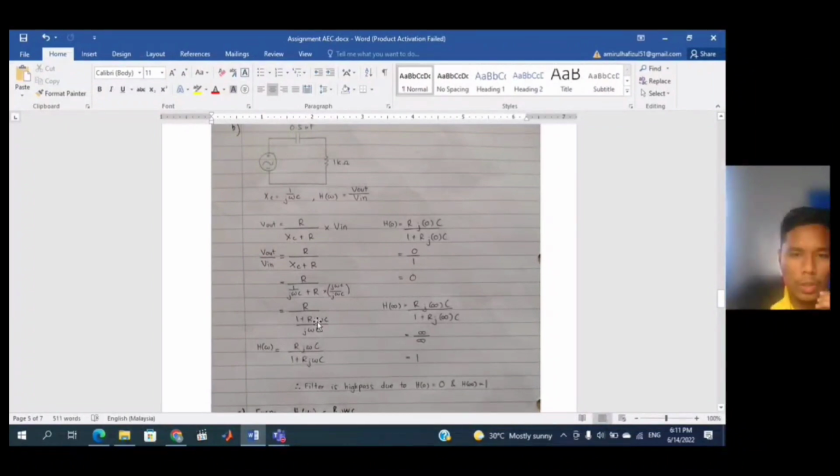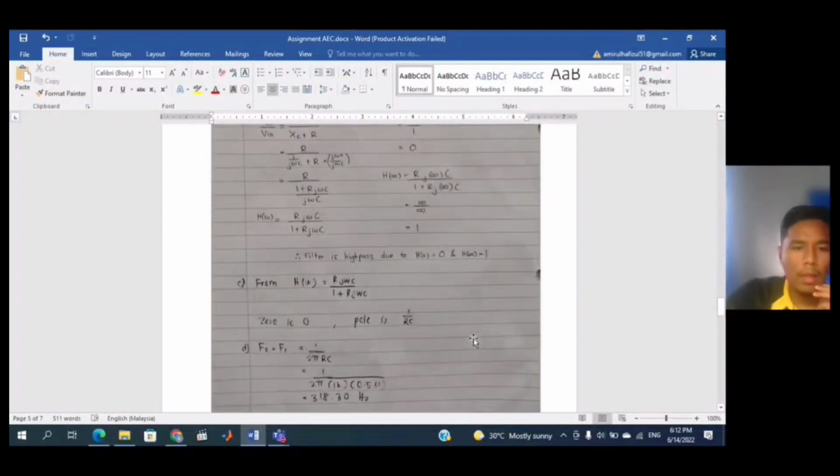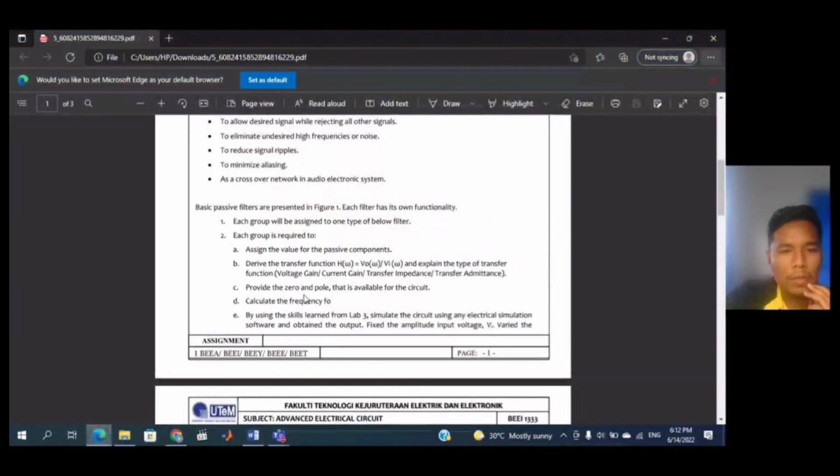From this equation, we can get the values of H0 and H infinity. We change omega to 0 and to infinity, and we get H0 equal to 0 and H infinity equal to 1. From these values, we can conclude the filter is high pass, because H0 equals 0 and H infinity equals 1.